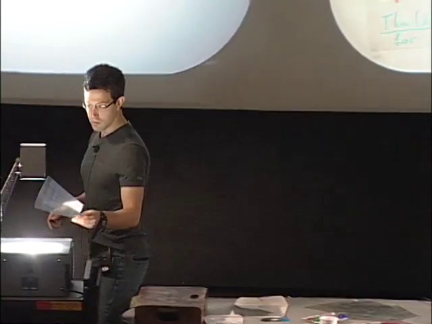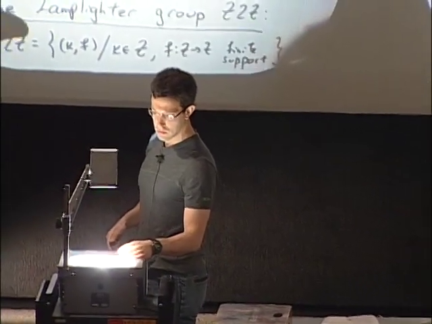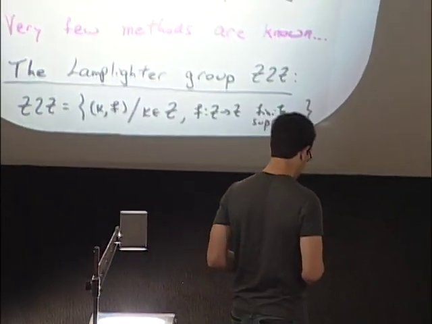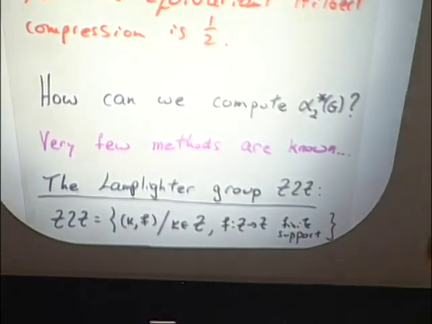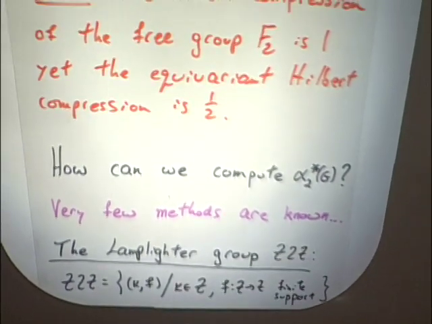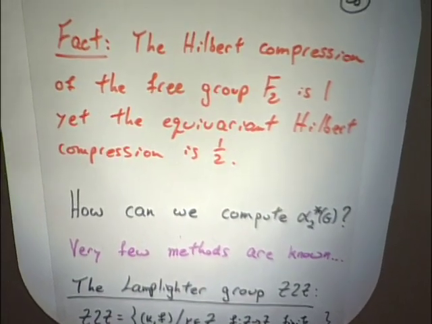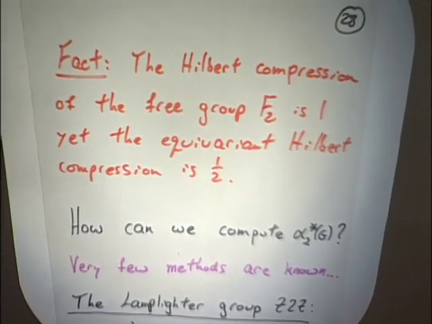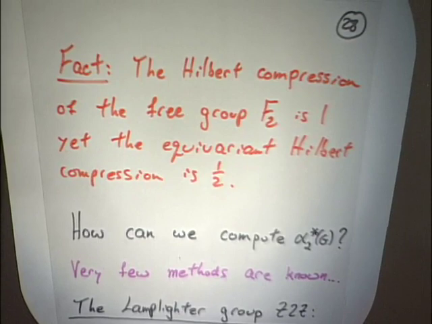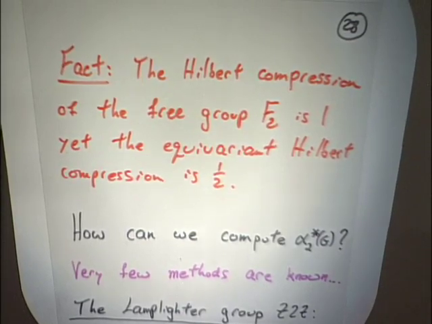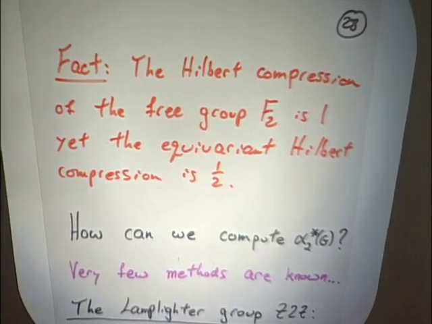So just so you know, this is not always true, I'm just telling you that that's easy. Actually, that's an exercise for the free group, which is a non-amenable group: the regular compression, if you allow any mapping, is 1, but the equivariant compression is 1/2. So the numbers are different without some assumption on the group.